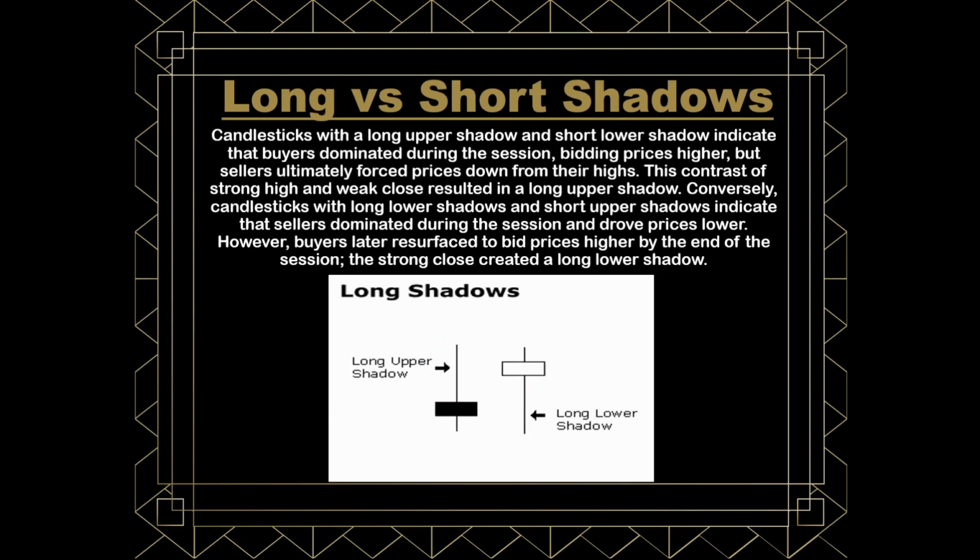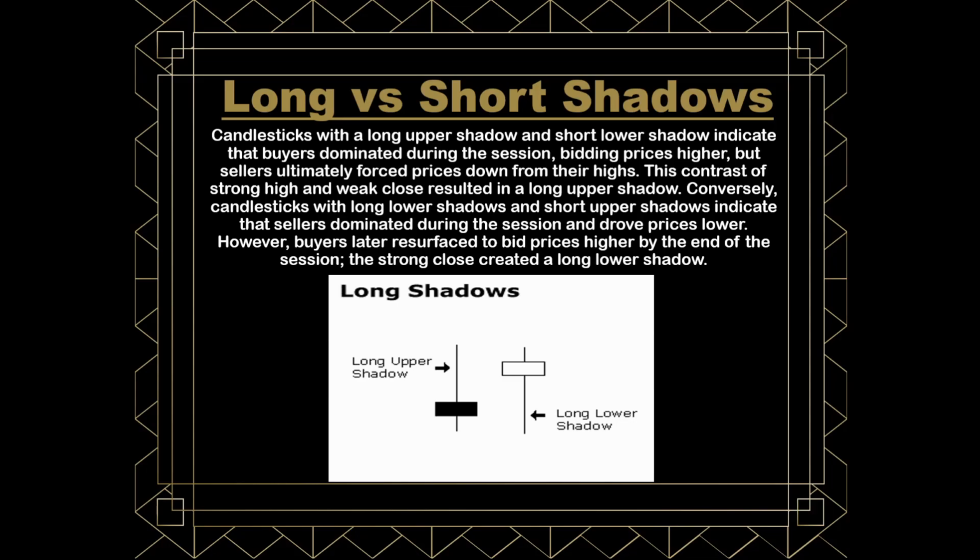Long versus short shadows, continued. Candlesticks with a long upper shadow and short lower shadow indicate that buyers dominated during the session, bidding prices higher, but sellers ultimately forced prices down from their highs. This contrast of a strong high and weak close resulted in a long upper shadow.